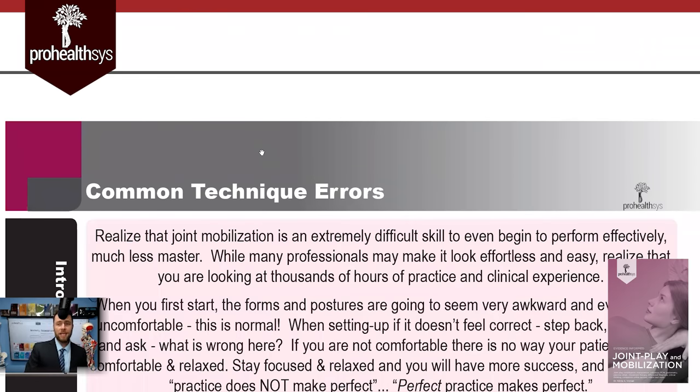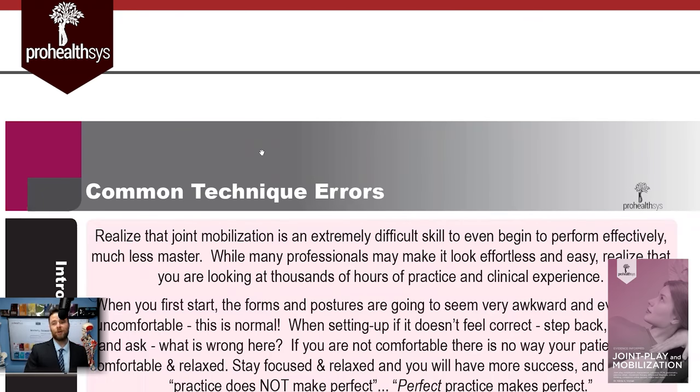Common technique errors. The number one error is lack of practice. That's it. You don't put the time in, you won't get it. If you do practice, people think practice makes perfect. Nope, practice does not make perfect. Perfect practice makes perfect. That means you need to get direct feedback on how to get appropriate biomechanics. If you are practicing repetitively to do it wrong, guess what? You get really good at doing it wrong.